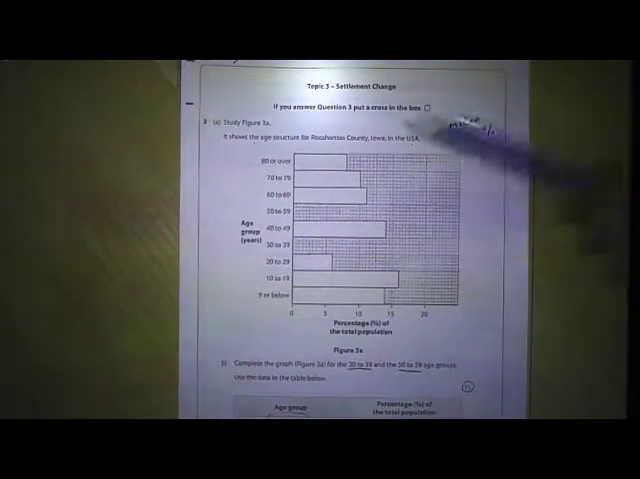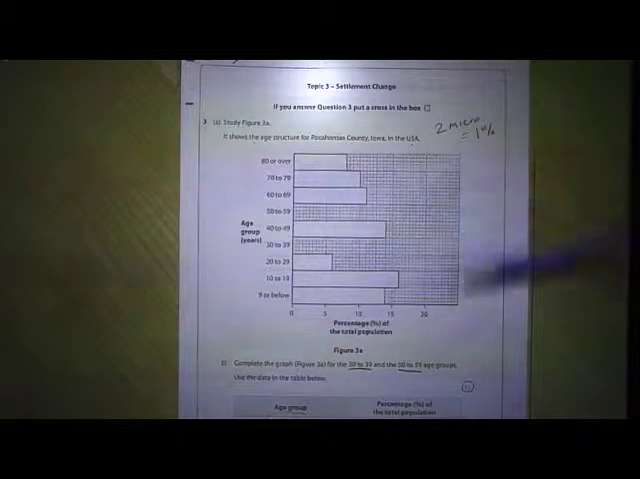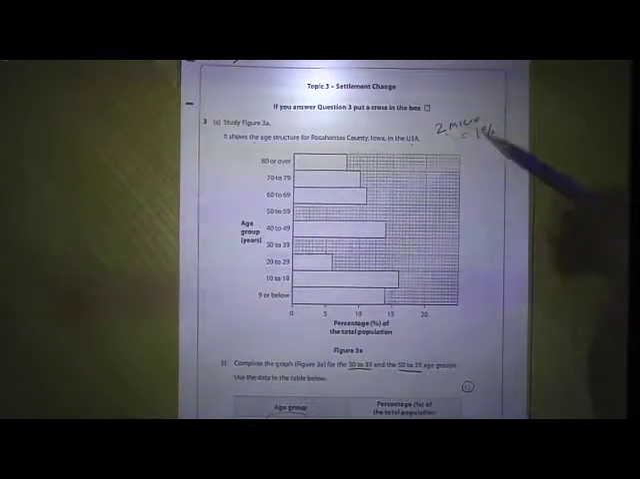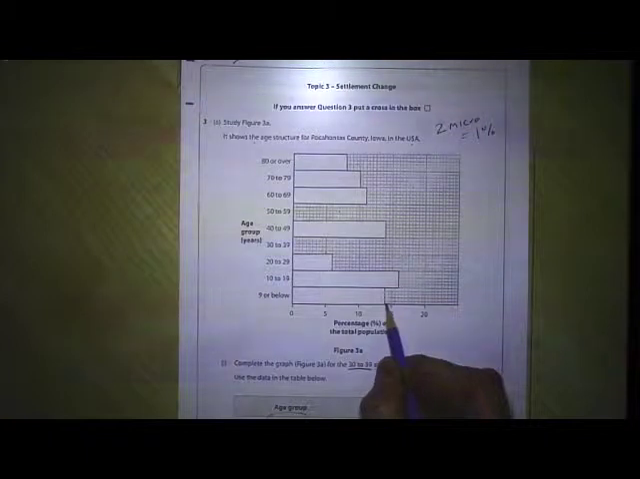The graph we've got here shows the age structure of a county in the United States. So when we look at a graph, the first thing we have to do is work out how it works. If we look here, we can see the percentage of the total population is down the bottom here, and we've got the age categories on the y-axis. Let's work out what's going on then. So I've worked out it's 2 microsquares equals 1%. So every 2 of these microsquares equals 1%.